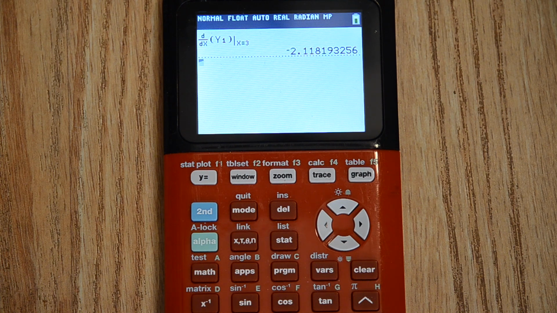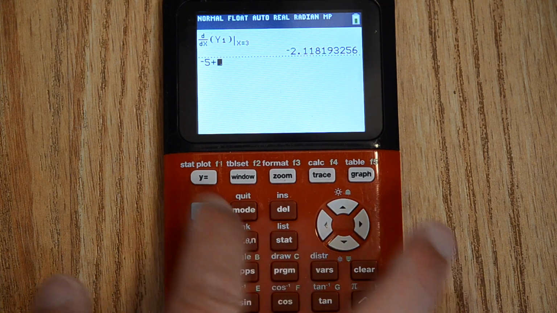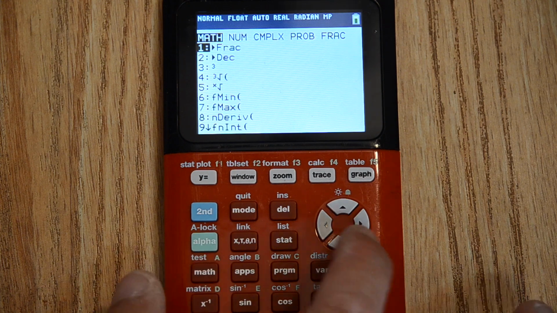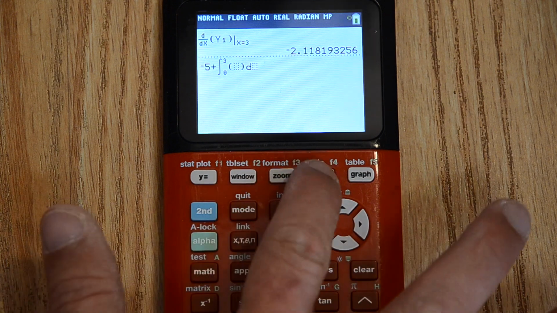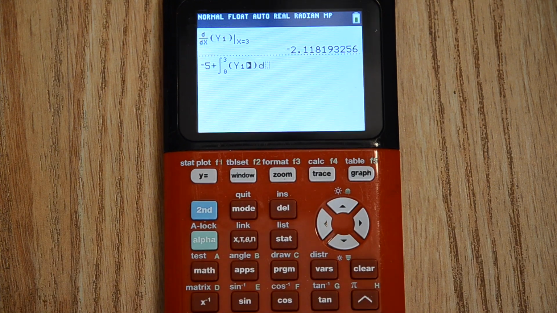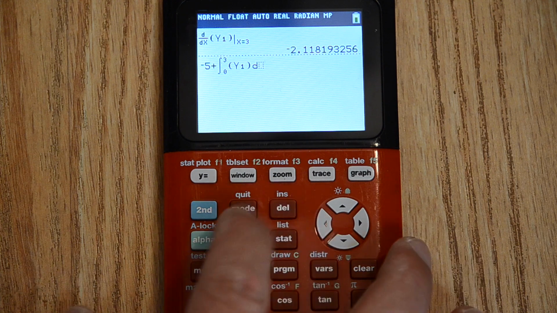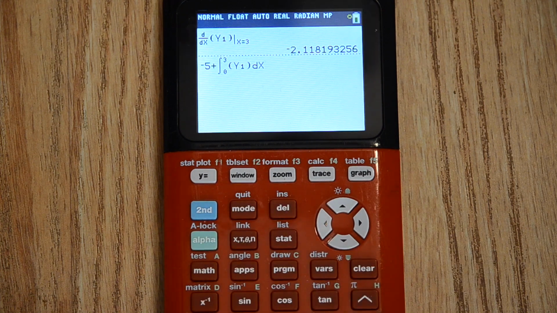So now with part B, since we were smart and have that velocity function stored, we're just going to put in -5 for that initial position. Plus, now instead of taking a numerical derivative, we're going to take a numerical integral, so that's choice 9. Well, as the software is in my calculator currently. Lower limit of 0, upper limit of 3, and we put that velocity function into y sub 1. Again, with respect to x for the integration. And there is our position of the particle at time of 3.